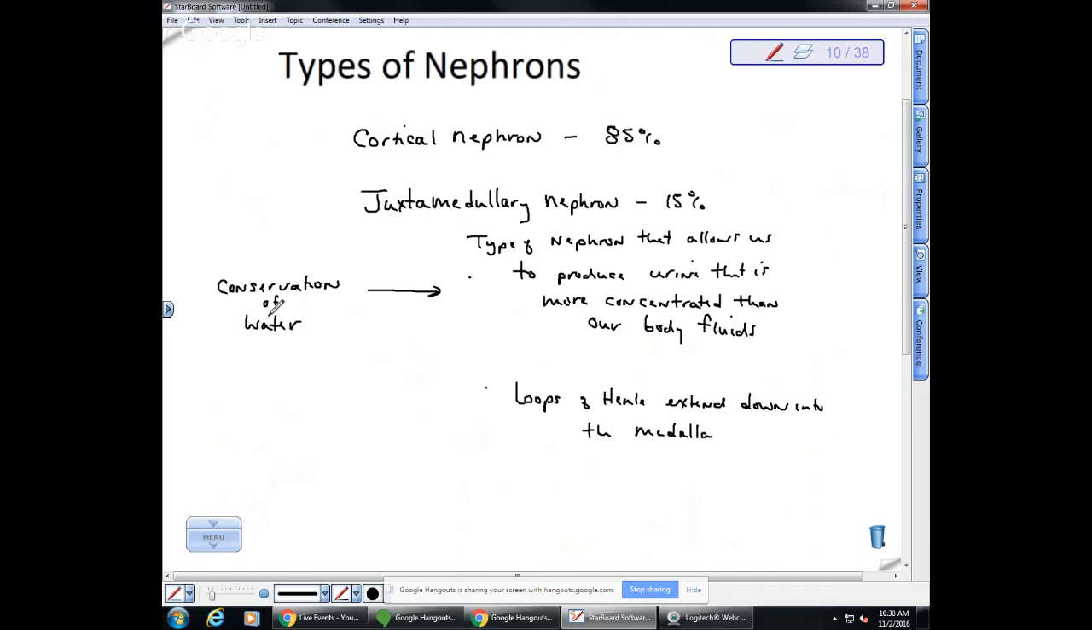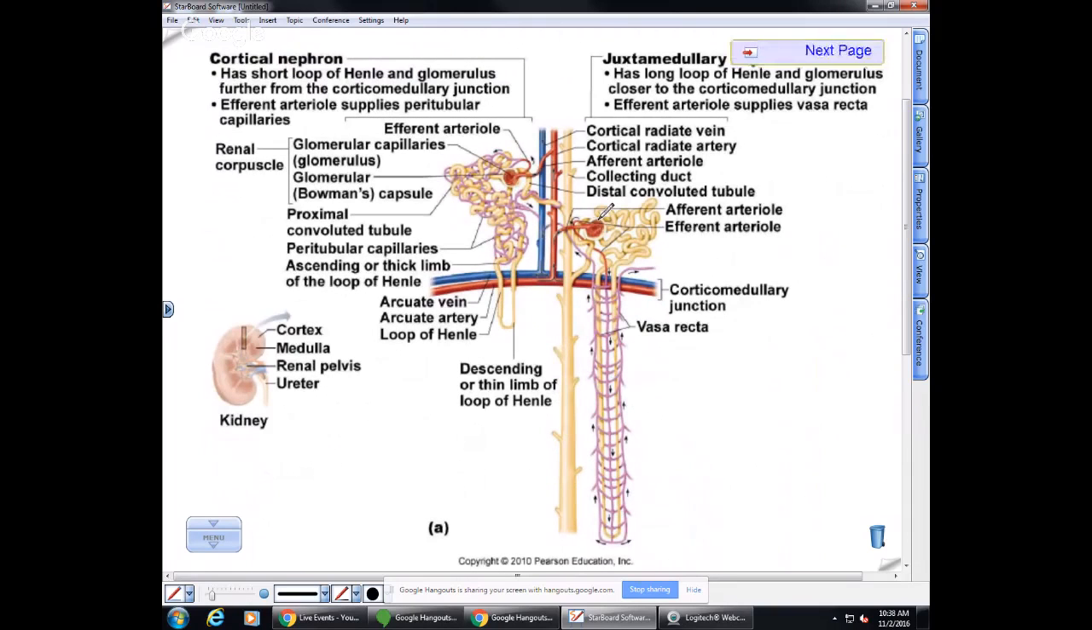I don't know. Yeah. Okay, so juxtamedullary nephron. Okay, so this is the cortical. So notice the loop of Henle does extend a little bit, but this is the juxtamedullary. And it also has a specialized capillary bed around it that is called the vasa recta. Okay? So the vasa recta is around those long loops of Henle. So we'll write that.